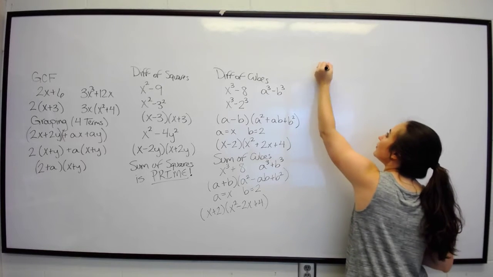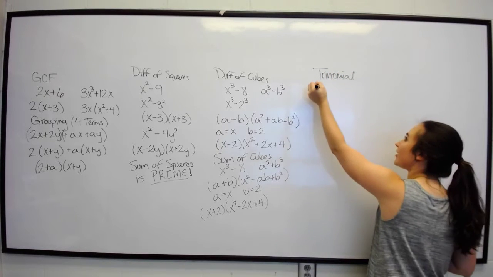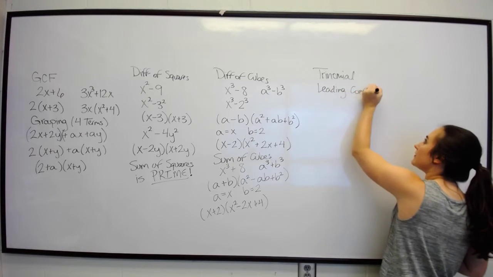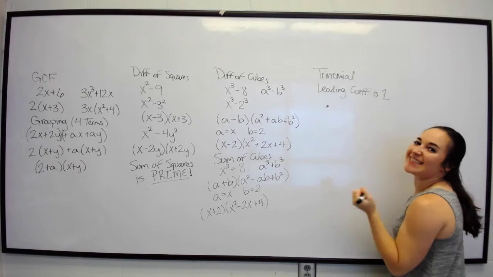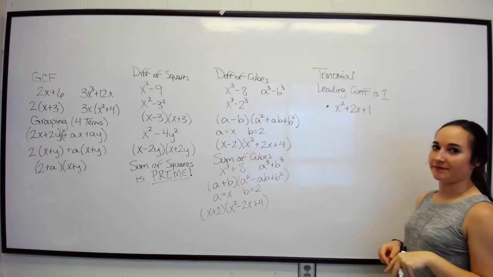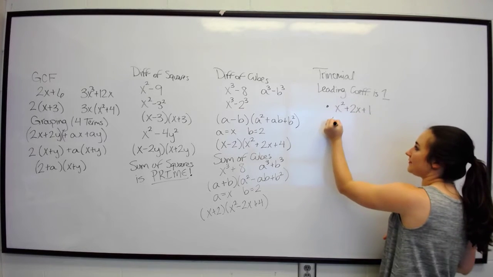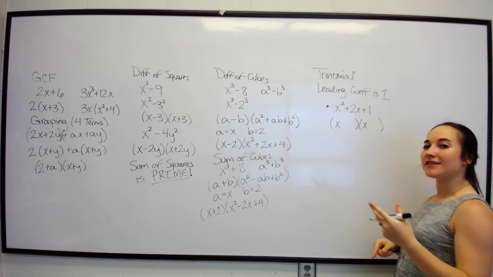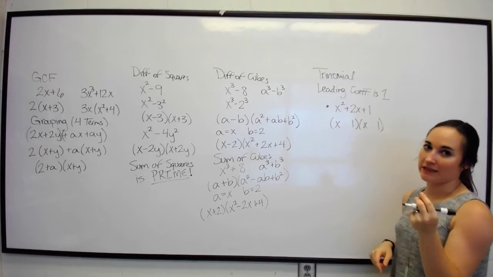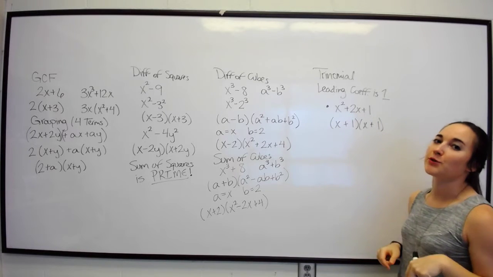So if we have a trinomial, that means it has 3 terms, and our leading coefficient is 1. Those are the easiest ones, the ones that we like. So if we have x squared plus 2x plus 1, we're looking for the number that will add to give us this and multiply to give us this. So what I always do is set up 2 sets of parentheses. So now I'm going to have x and x. The only thing I can multiply to get 1 will be 1 times 1. And then if I say plus 1 and plus 1, that's going to give me plus 2x in the middle.